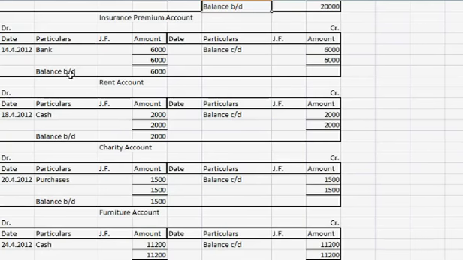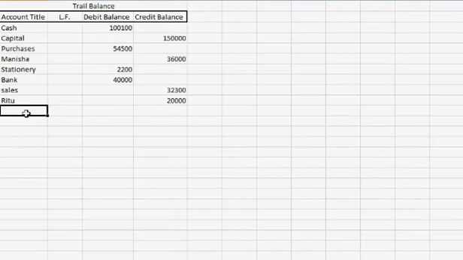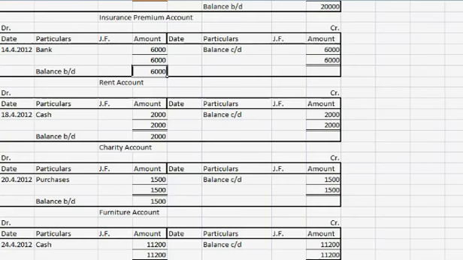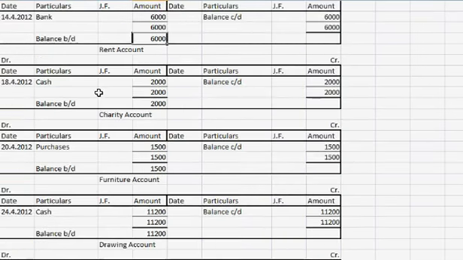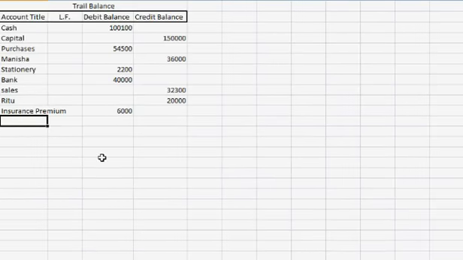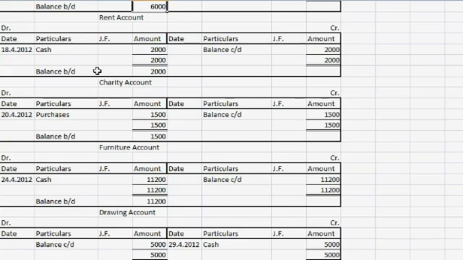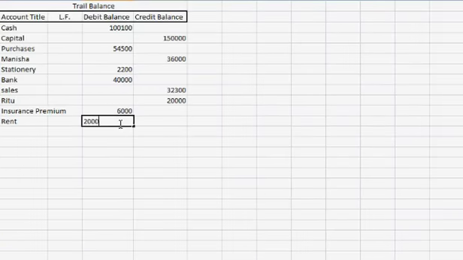The next account is insurance premium account. Balance brought down is on the debit side, the amount is 6,000, so we mention insurance premium and the amount is 6,000. Then the next account is rent account, and the balance brought down is on the debit side, so the entry would be on the debit side and the amount would be 2,000.